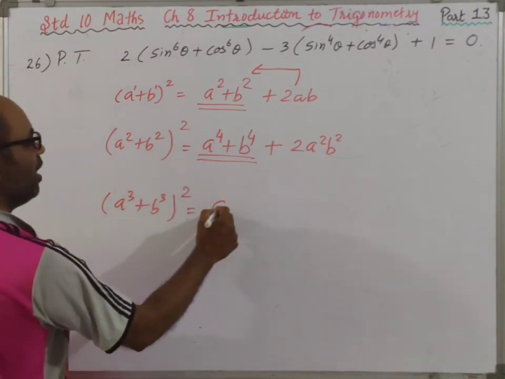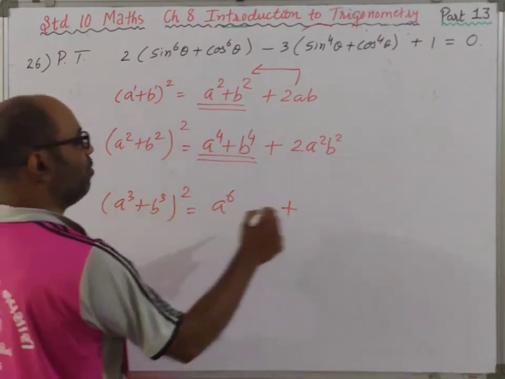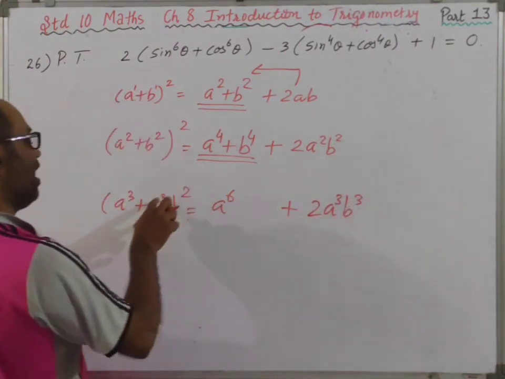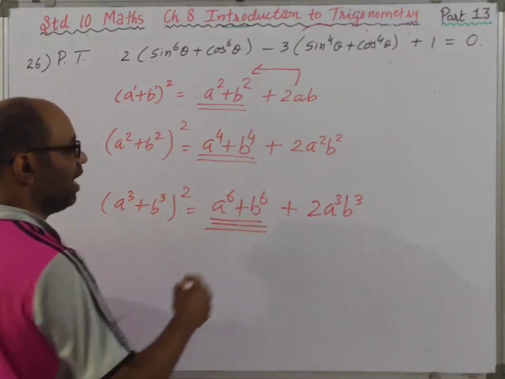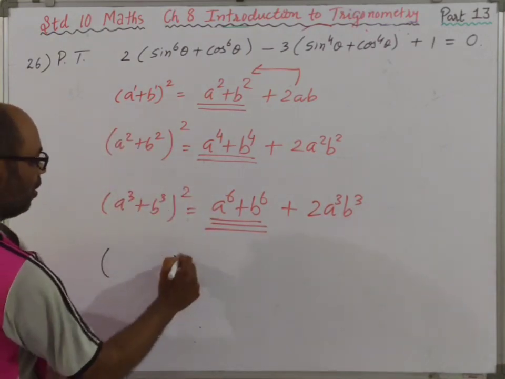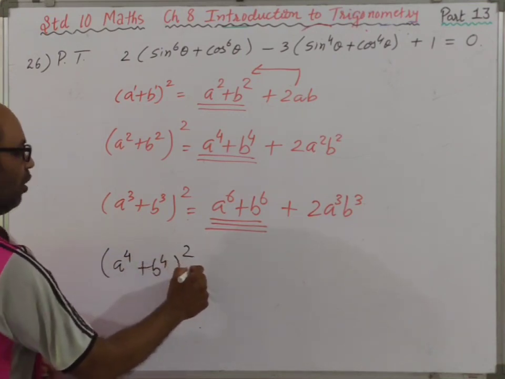Square of a cube, a raised to 6, plus 2 times a cube into b cube, 2a cube b cube, plus square of b cube, that will be b raised to 6. Alright, if you want further, we can take one more, whole square. That is a raised to 4 plus b raised to 4 whole square.